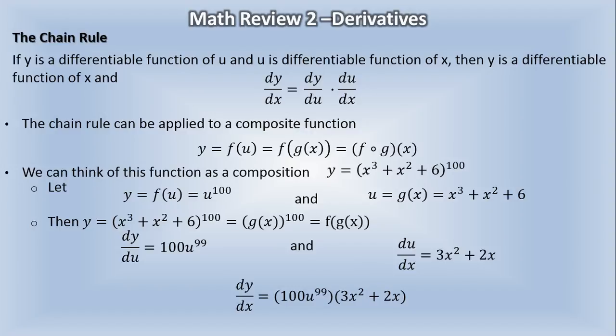So the chain rule is not as complicated as it seems, but you just have to be careful and keep things organized. Figure out what's the outside function, what's the inside function. Take the derivative of the outside function, multiply it by the derivative of the inside function. You take the derivative of the composite function.